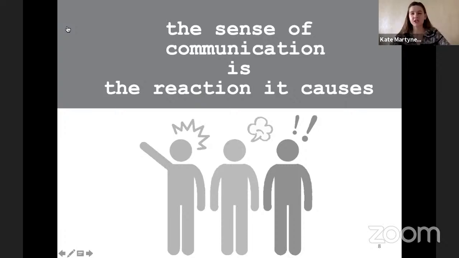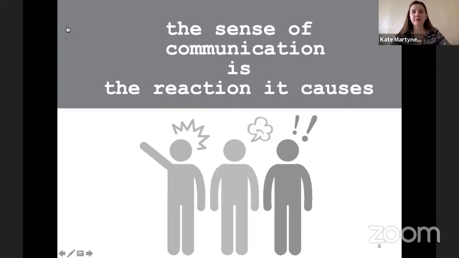The goal of communication is to give the reaction, or to show the reaction. Because usually we want to say something to other people and we want this feedback. The feedback is a kind of reaction, and the reaction can be different. It can be a positive reaction, a negative reaction, or a surprising reaction.